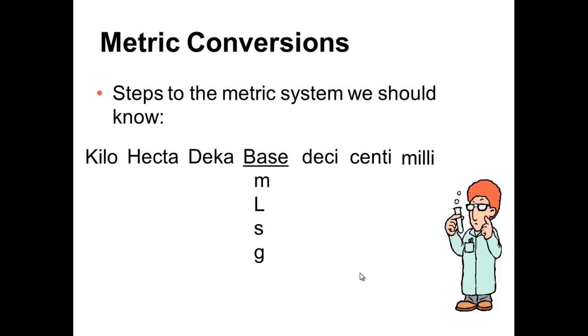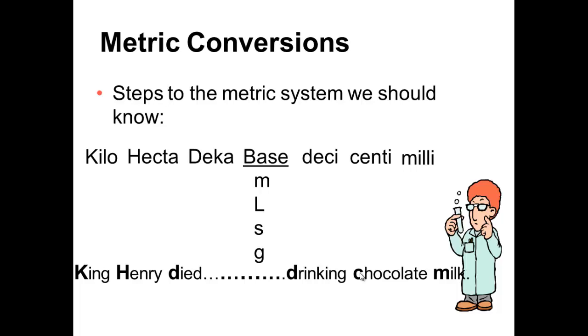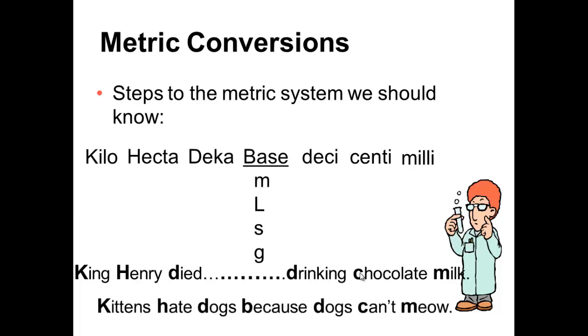To help you with that, there are a couple of sentences that you can use. The first one goes like this: King Henry died drinking chocolate milk. The problem with this sentence is that it expects you to remember that the base unit comes right in the middle of the sentence. If you use the next sentence, then you don't have to remember that on your own. Kittens hate dogs because dogs can't meow. That gives you the letters to the 7 basic steps in the metric system that you need to know.